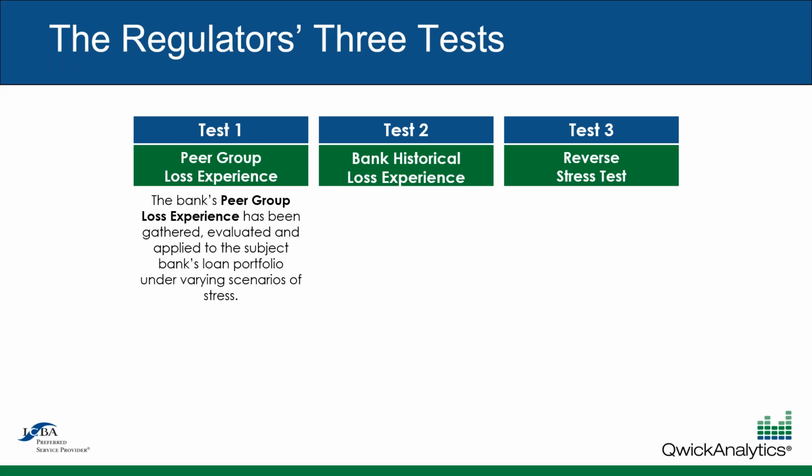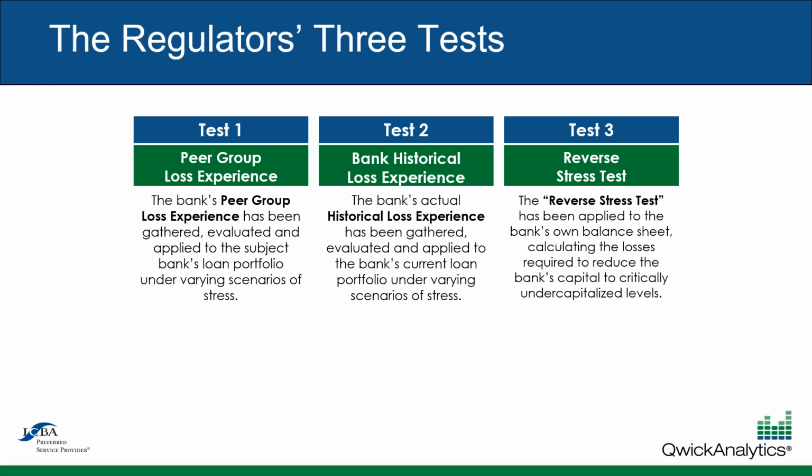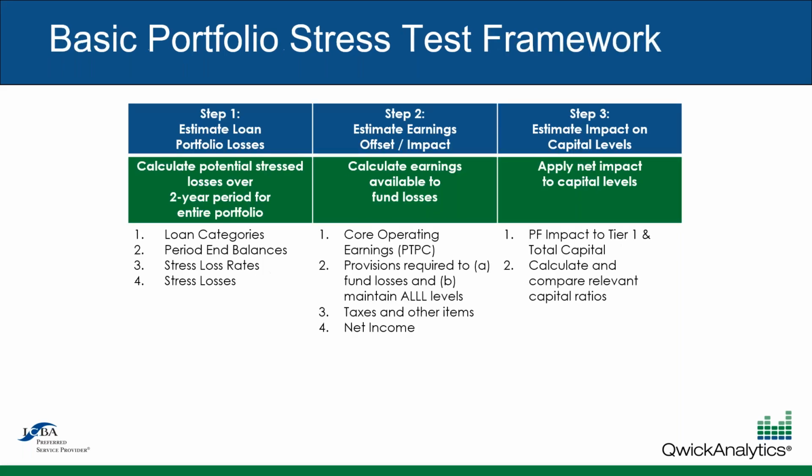So, our test that Steve's going to talk to you about in a minute, we really come at it from three different ways. We show you three different tests, one based on peer groups, one based on your historical losses, and then we do a reverse stress test where we break the bank. Conceptually, these are the steps that we take to get you there.